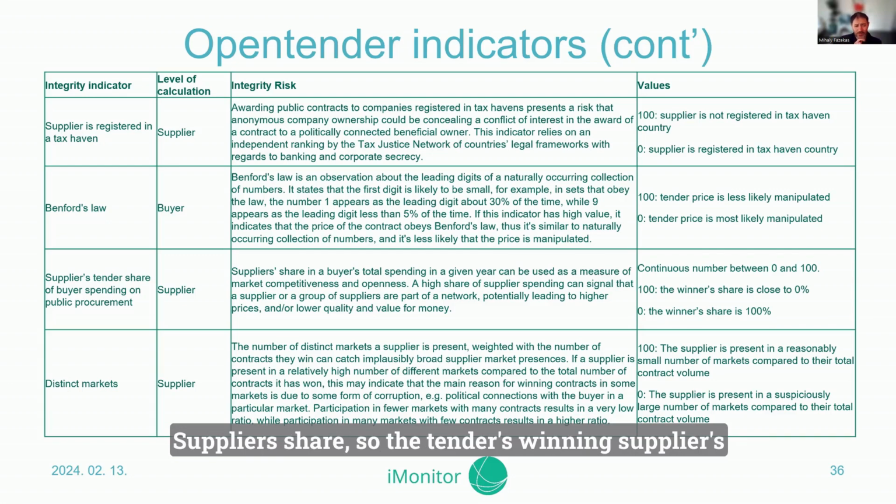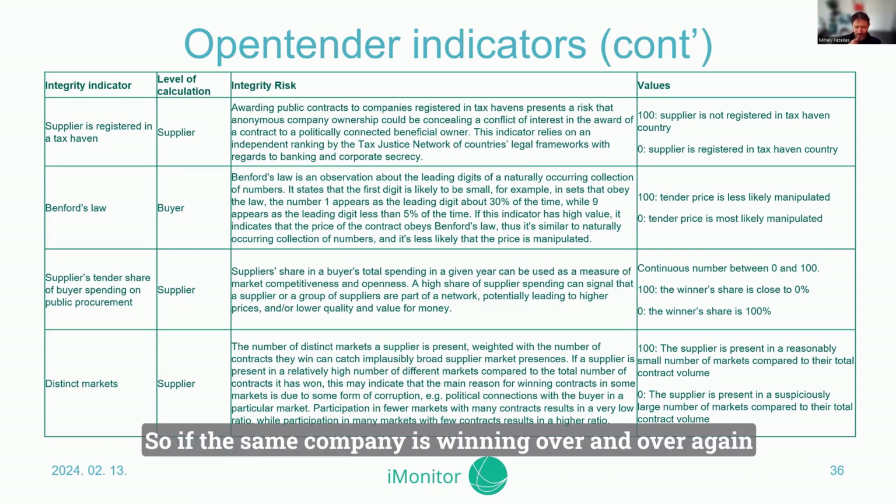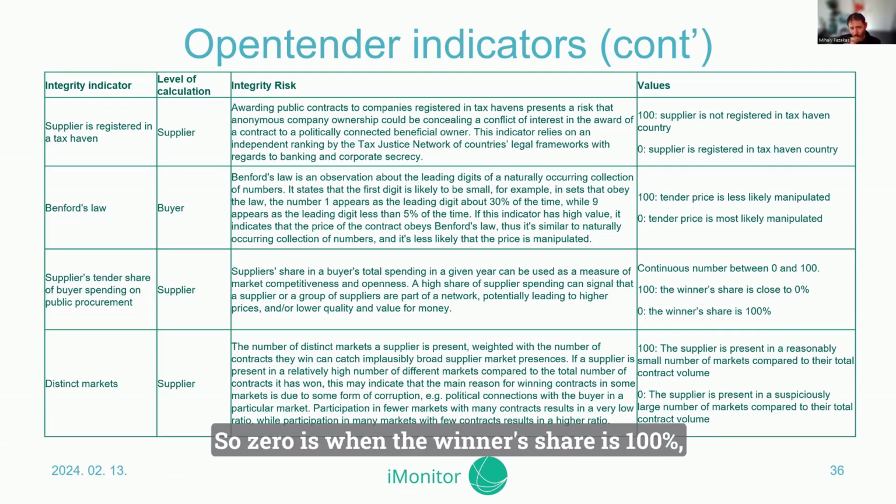Suppliers share, so the tender's winning supplier's share in the buyer's spending. Here we have a concentration. If the same company is winning over and over again from the same buyer, then this is a risk factor. So 0 is when the winner's share is 100%, so all procurement spending from a particular buyer goes to one supplier. And then integrity is 100 when this winner share is close to 0, so it's a minor player on the local market.